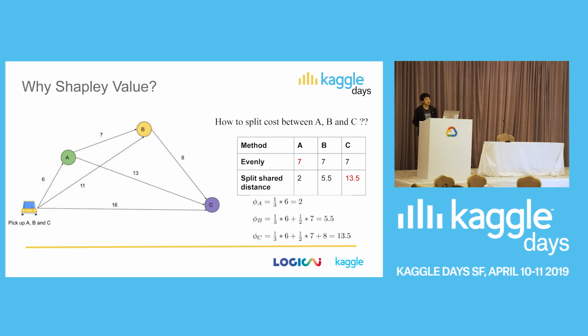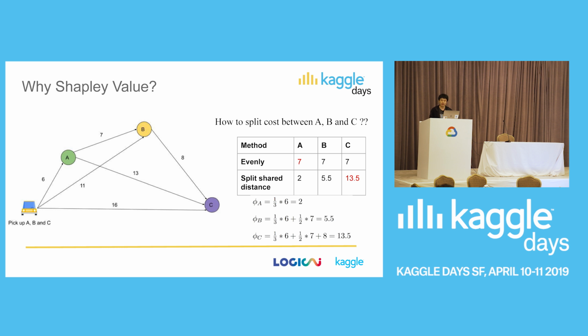Now, there's also another solution. What about we split based on the shared distance? What does that mean? If A, B, and C form an Uber pool, it would go from the hotel to point A, then to point B, then to point C. All of them share the same distance from here to point A, so all of them should pay at least $2. And then for the distance from point A to point B, B and C share it, so they should split that cost, each paying half.